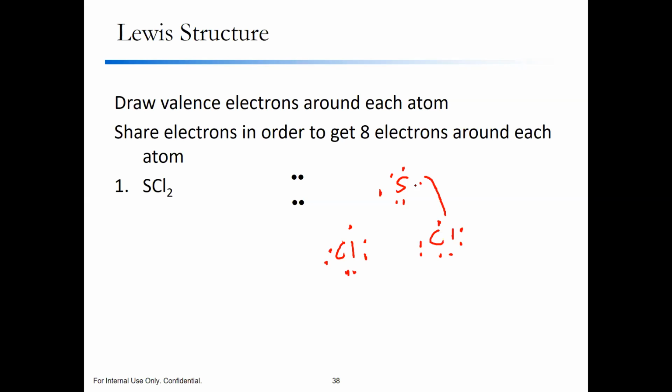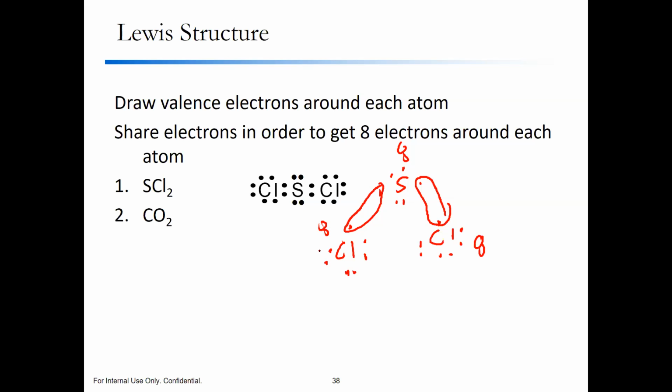Let's just share here. Oh, chlorine has 8 now, it's happy. Sulfur has 7. This one has 7. What can I do? Let's have these 2 share. Now I have 8 there, and I have 8 there. Is everyone happy? Yes. So when I clean that up, it's going to look like that. This is going to be the Lewis structure for that guy there.